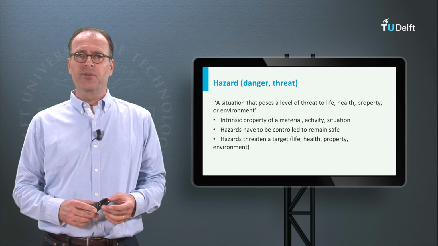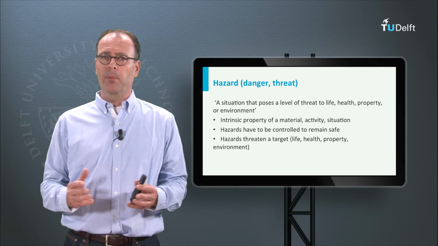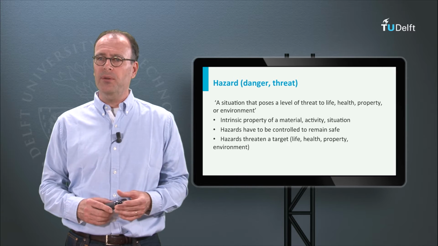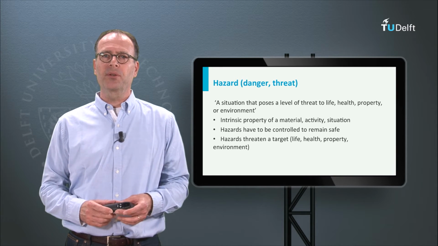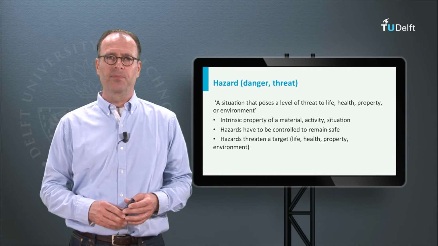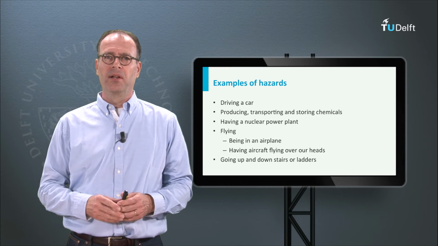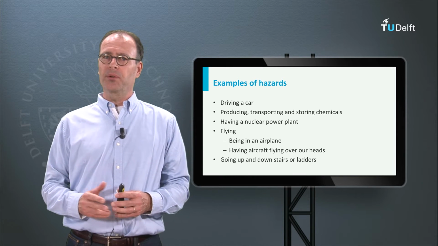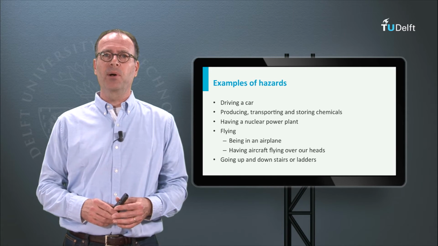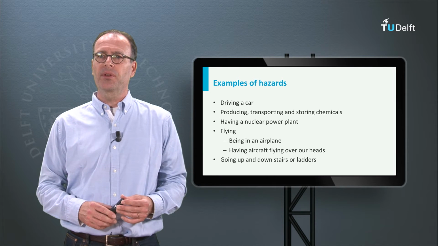Previously, we defined risk using the risk triplet of a scenario: what can go wrong? Probability: how likely is it? And consequences: what is the outcome? Hazards can also be seen as part of this triplet, the scenario and the consequence. Examples of hazards are driving a car, running a chemical plant or a nuclear reactor, or flying airplanes. The latter hazard is both for the people in the airplane and the people and assets on the ground.